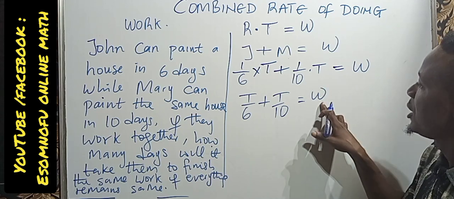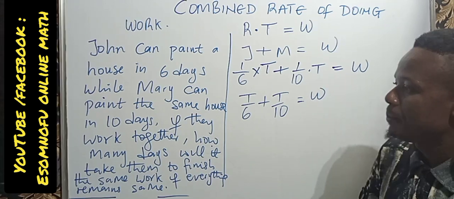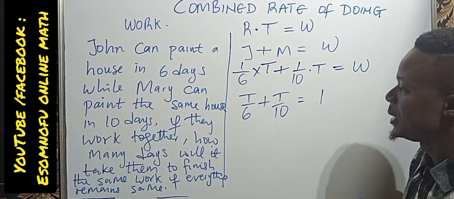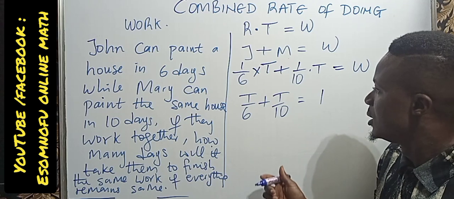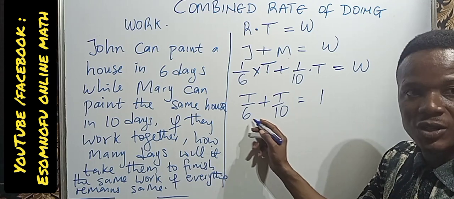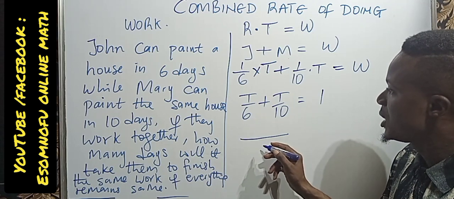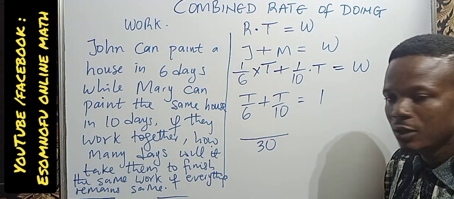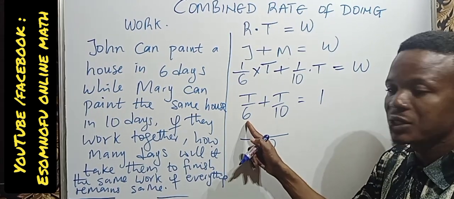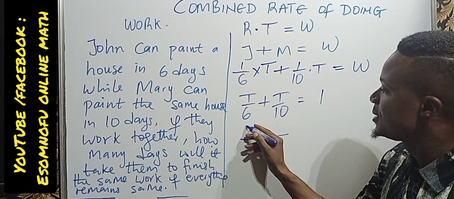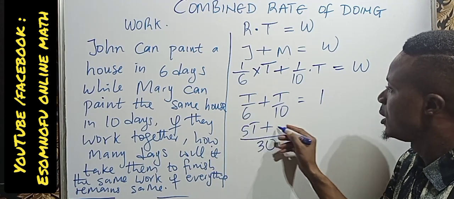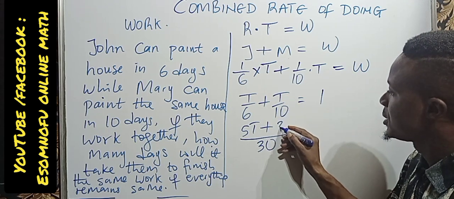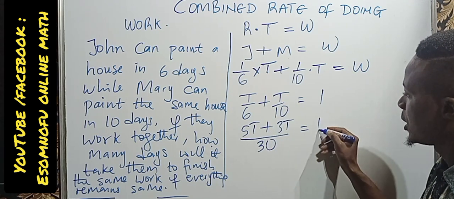Now let us assume that the total work done is a complete work, painting a house. So this work done should be equal to 1. They painted a complete house. So now you find the LCM of 6 and 10. The LCM of 6 and 10 should be 30. Now 30 divided by 6 is 5, and 5 times T is 5T, plus 30 divided by 10 is 3, 3 times T is 3T, equals 1.